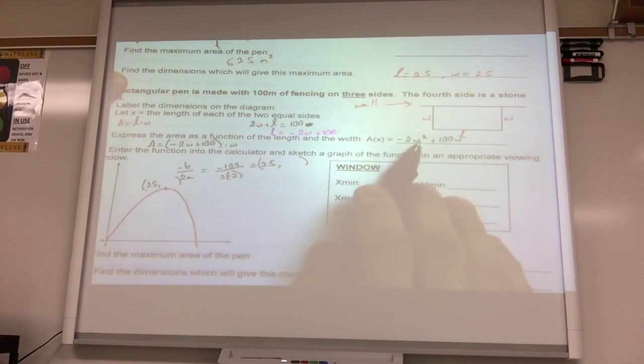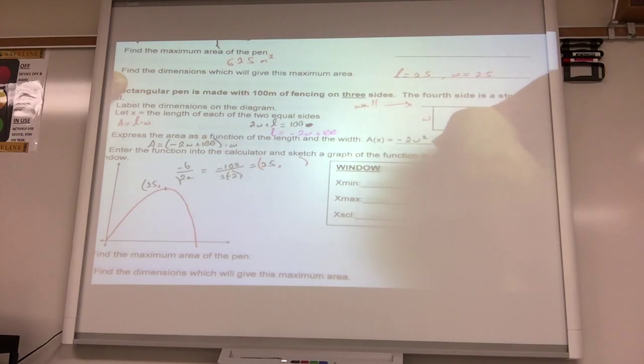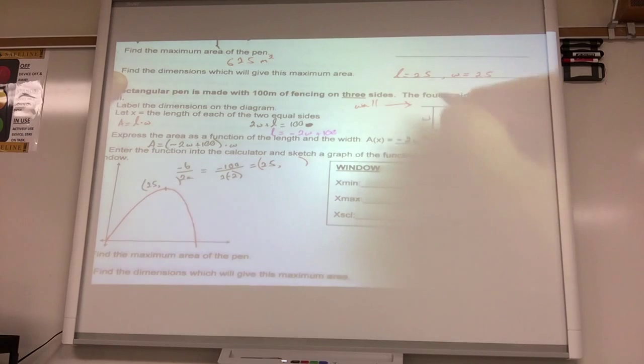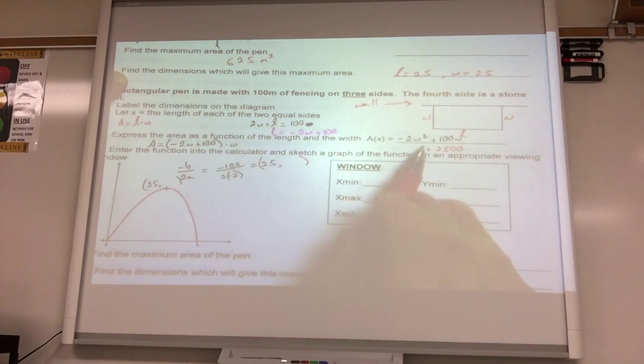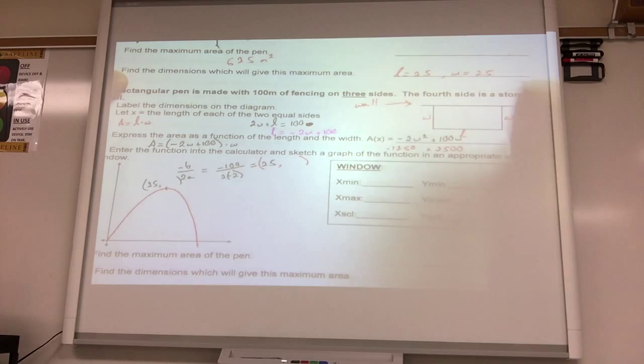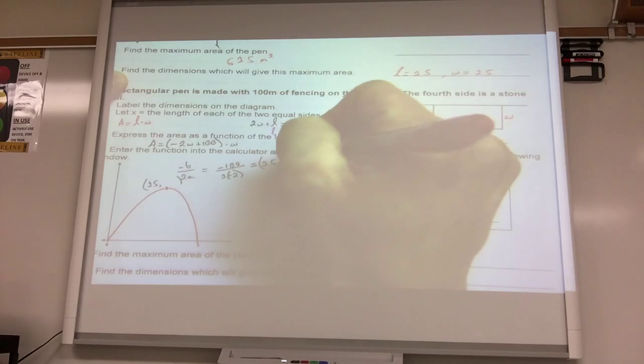25, take it, plug it into here. So I get 2,500. That's 25 times 100 is 2,500. Plus, okay, so I got 25 squared. That's 625 times negative 2. So that's negative 1,250. So the maximum area is going to be positive 1,250. So positive 1,250.